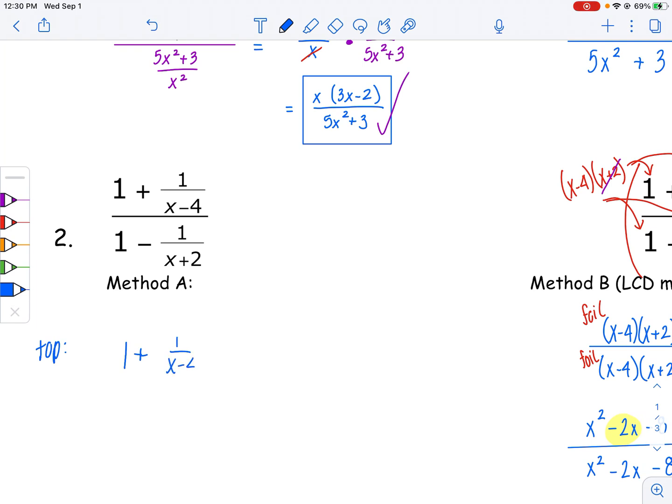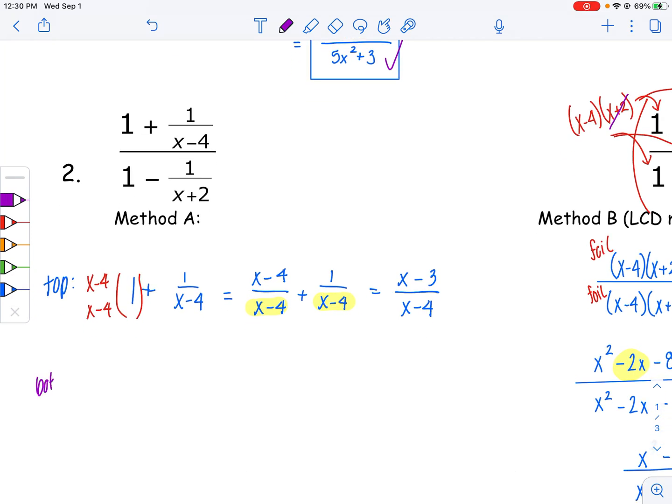over x minus 4. And I need to have common denominators when I add fractions. So I'm going to multiply this term by x minus 4 over x minus 4, giving us x minus 4 over x minus 4 plus 1 over x minus 4. Now, since I have common denominators, I can add them together, which leaves me with x minus 3 over x minus 4. Okay, that's the entire top now. And now I can move to the bottom.